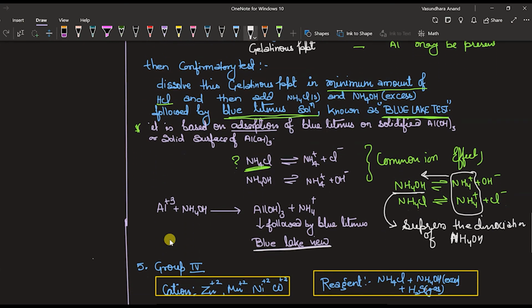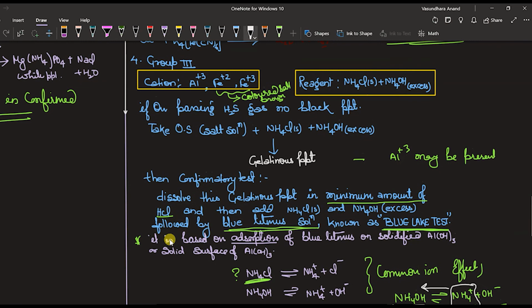Okay. Now, if on adding ammonium chloride and ammonium hydroxide this gelatinous PPT is not observed, then we will go for group 4, and that is zinc. Group 4, group 5 and group 6 we will do in our next video, and salt analysis will be completed in the third video.